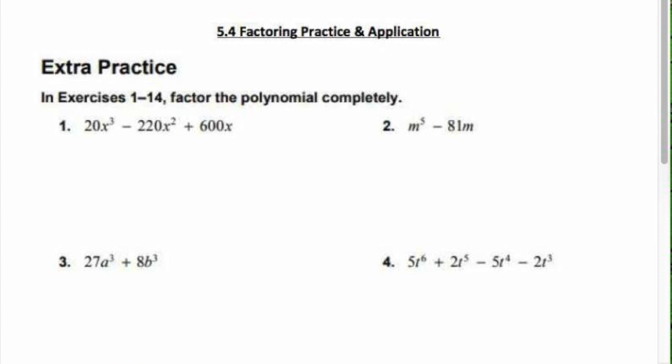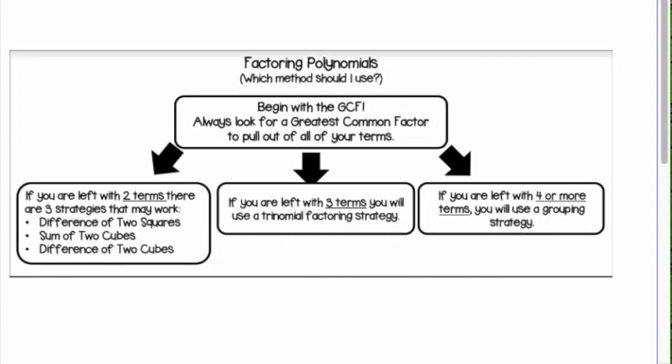So I inserted over here the factoring flowchart that you guys had on your last set of notes. Remember, on the factoring flowchart, you always begin with the GCF. That will always come first. And then determine your method based off of how many terms you have. Do you have 2 terms left, 3 terms left, or 4 terms left?